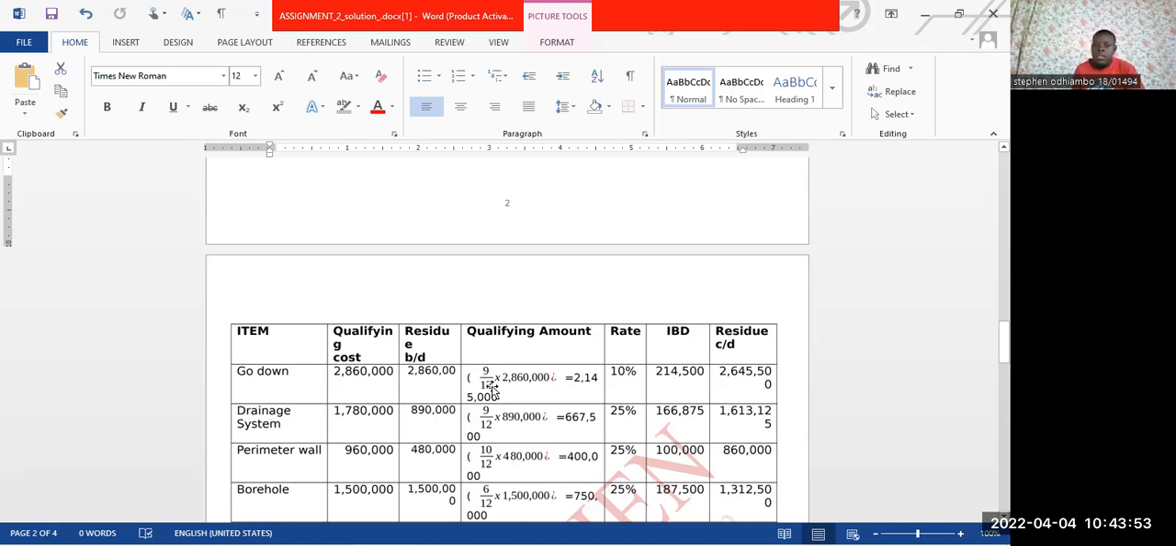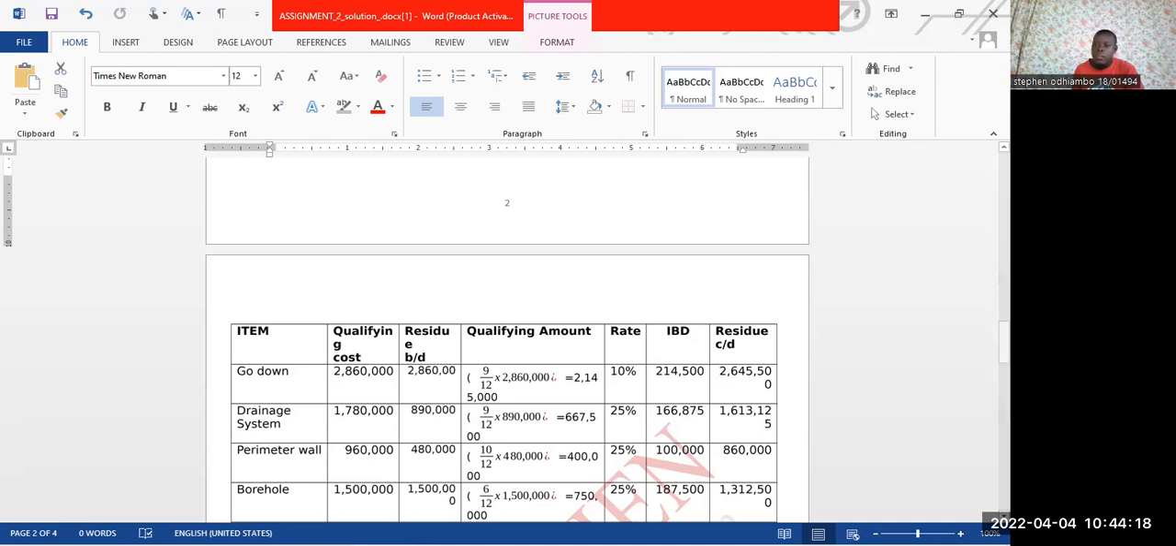Same to drainage, 9 months over 12. You know a year has 12 months, so you just take 9 over 12 times 890,000. You are going to get 667,500. So for the perimeter wall, you do the same, 10 over 12, but you find that the perimeter wall was put into use in, let us check the perimeter wall.